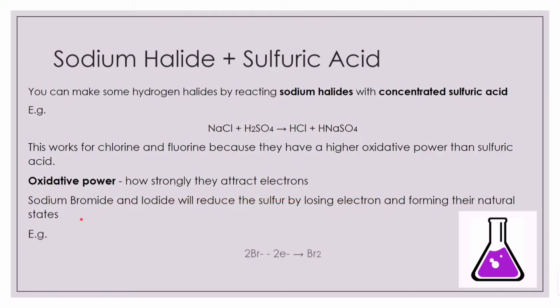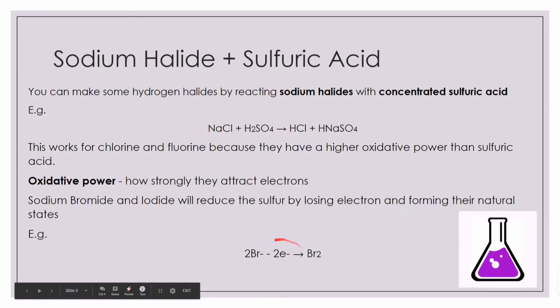For example, the bromide ions in our starting sodium halide will lose electrons to the sulfuric acid, hence forming bromine. And this means that it will not go on to form our hydrogen halide like sodium chloride and fluoride will.